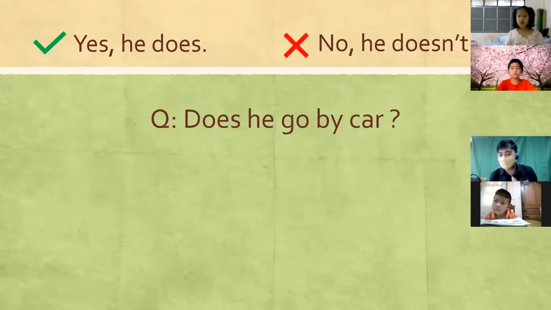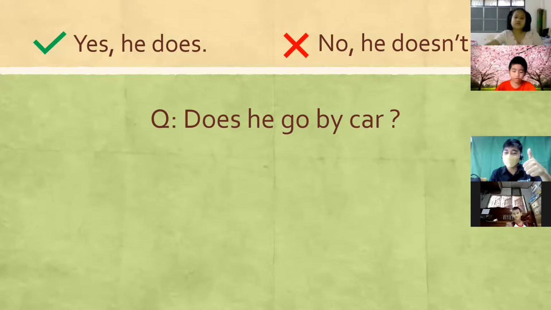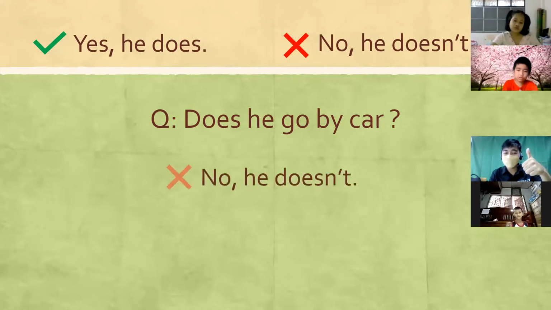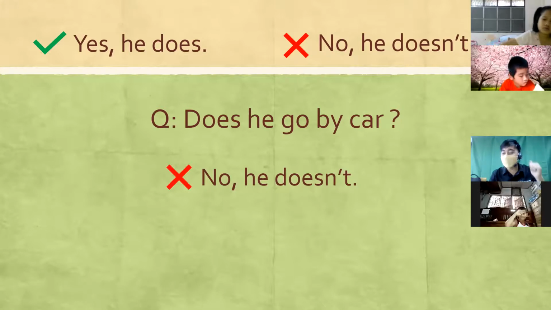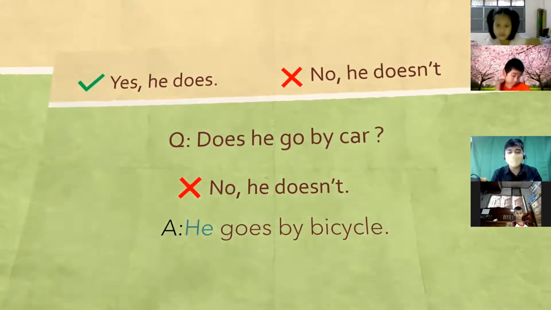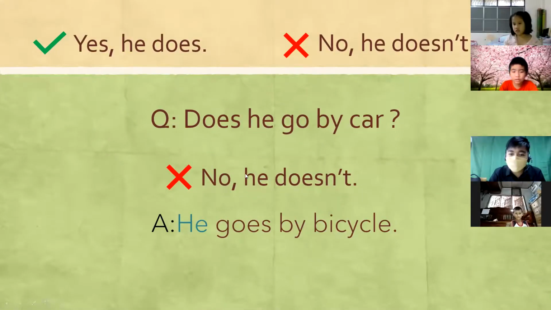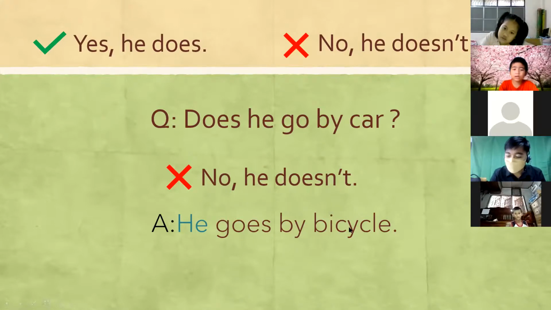Does Mike go by car? No, he doesn't. Correct. He goes by what? He goes by bicycle. Okay, correct. So, does he go by car? No, he doesn't. He goes by bicycle.